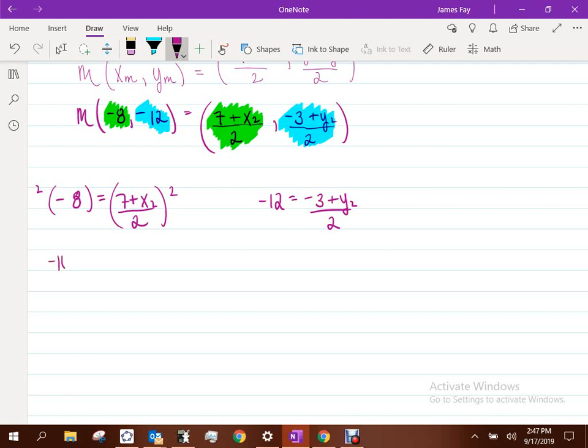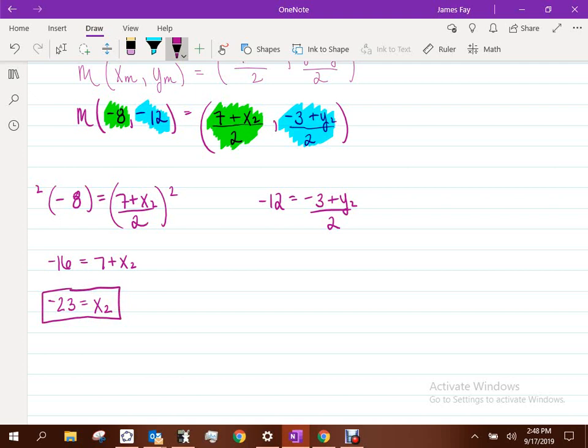That gives me negative 16 is equal to 7 plus x sub 2. How do I solve for x sub 2 now? Subtract 7, right? Okay. So I'm going to get negative 23 is equal to x sub 2. So that becomes the x value of my remaining endpoint.